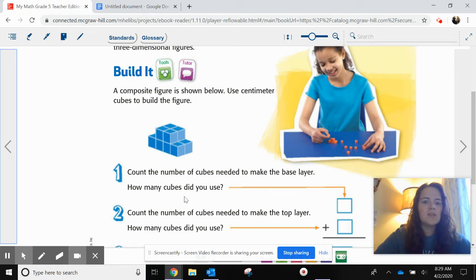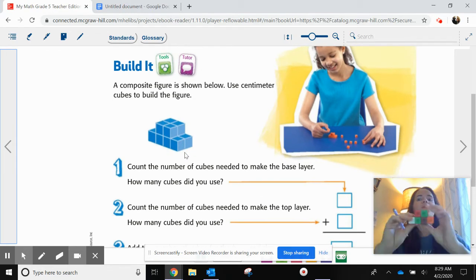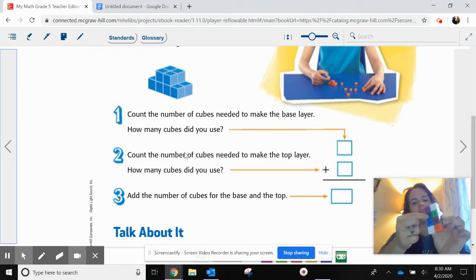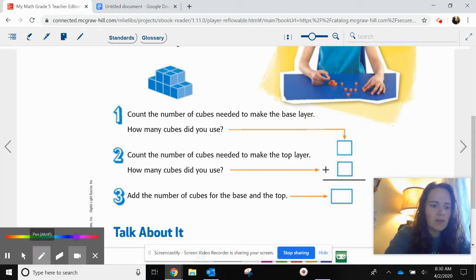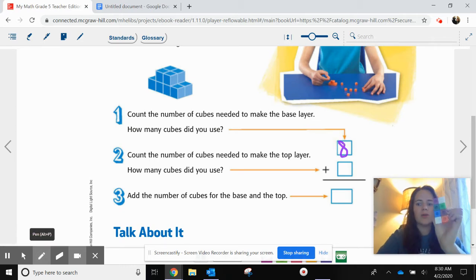Okay, so looking at this figure, one way that we can solve these problems is to count the number of unit cubes that make up this figure. Remember, volume is how many unit cubes we can fit inside of a figure with no gaps and no overlaps. So if I count the bottom layer, I've got 1, 2, 3, 4, 5, 6, 7, 8 cubes. Let's count the top layer. This top one has 1, 2, 3, 4 total cubes.